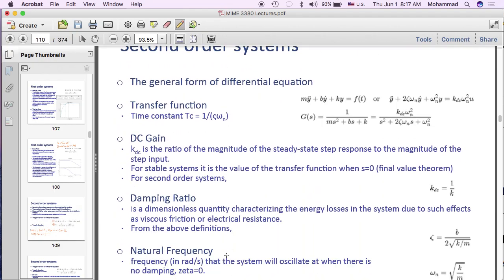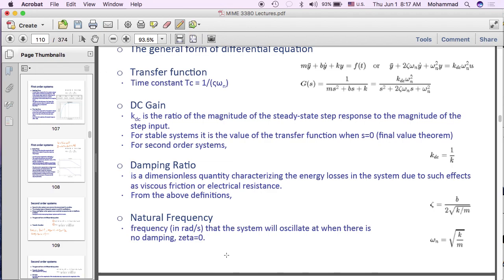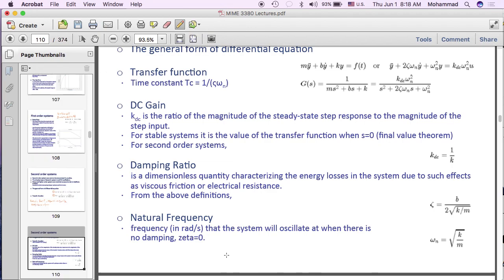So we talked about the DC gain, which is 1 over k. And you know from your course in vibration that zeta, when you take your ordinary differential equation and turn it into the standard form, the coefficient of y dot would be 2 zeta times omega n, and the coefficient of y would be omega n squared. So omega n is natural frequency. It has a significant meaning when it comes to frequency response of systems. And zeta is what is called damping ratio.